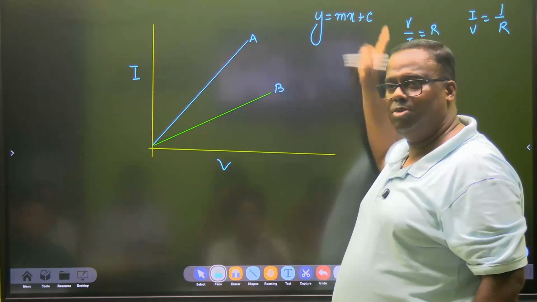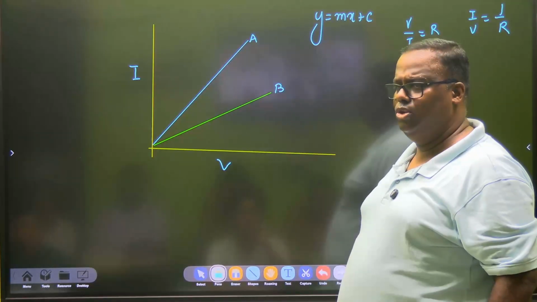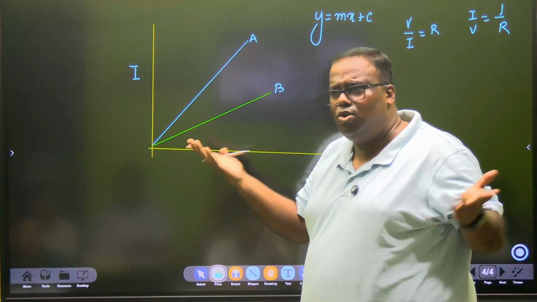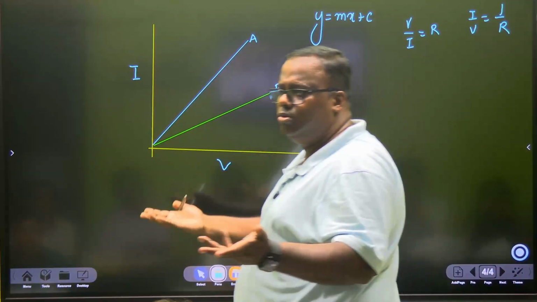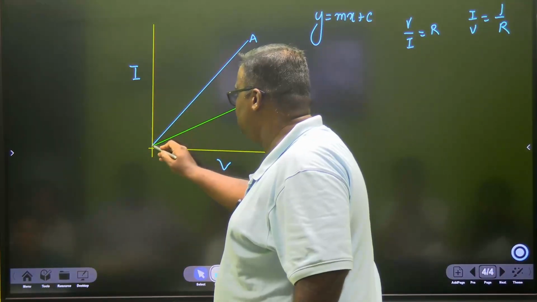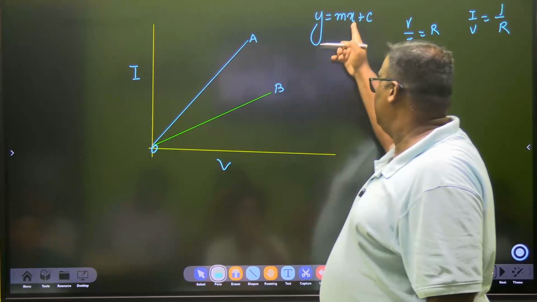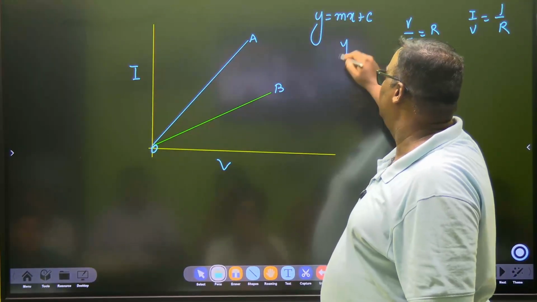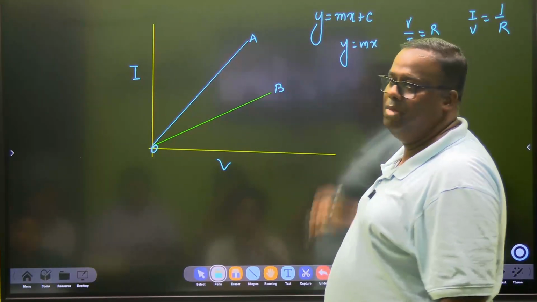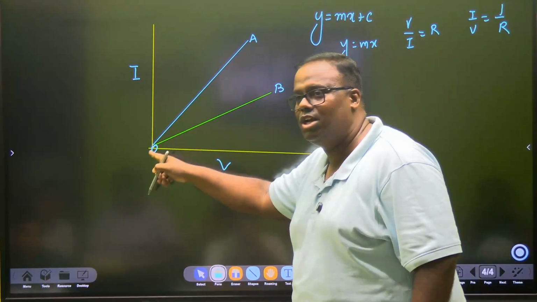Y equal to mx plus c. How to deduce? No voltage, no current. Mother has not made any request. Why should the child go to Ratnadeep? That means no voltage, no current. If x is equal to 0, y is equal to 0. That means in our equation, it will always be y equal to mx. There is no c. It will always start from the origin.